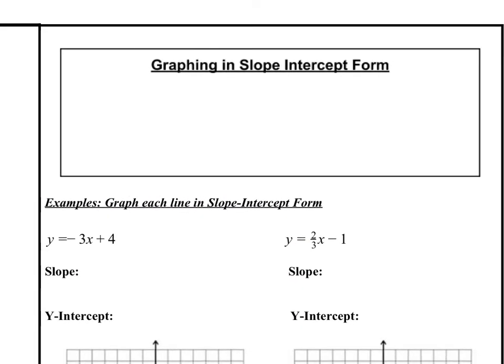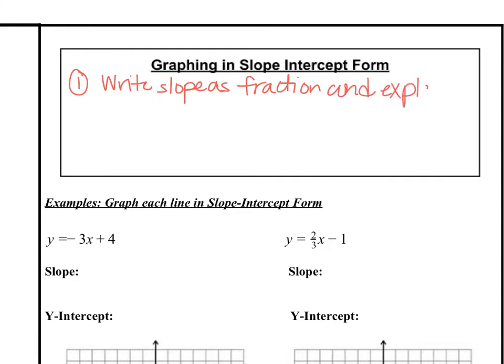So the steps I want you to write down. The first thing I want you to do is write the slope as a fraction. And explain what it means. Write the slope as a fraction and explain it. 2. Write the y-intercept as a point, because that's what it is.